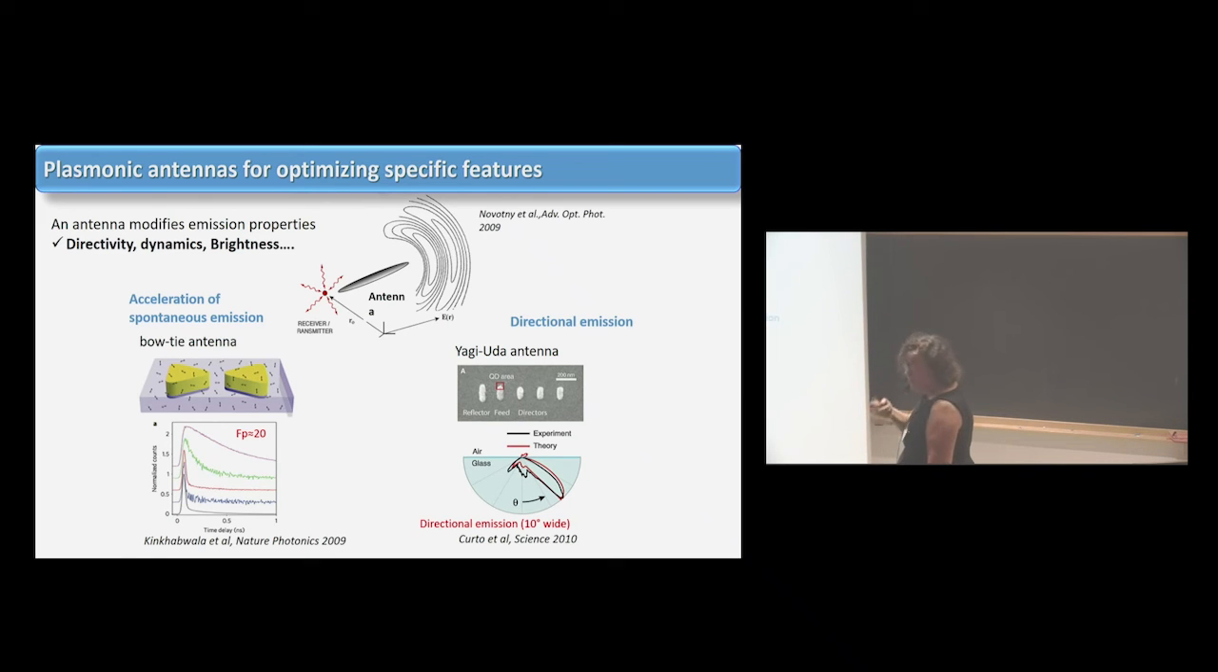I don't know if you have already seen SNOM. This is a very heavy apparatus, and you need to be a specialist of this to operate it. So that means that it's very comfortable to work with a normal microscope in far field. So this is what I will discuss here, is what you can do in far field by playing with antenna.